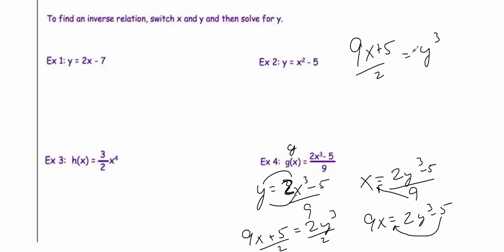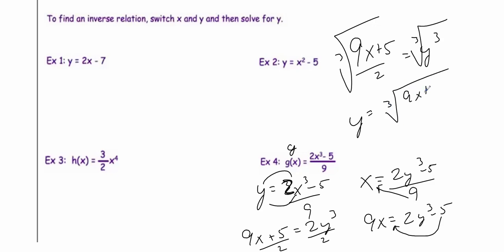How do I get rid of the 3rd? I got to take the 3rd root, right? The 3rd root. So y equals the 3rd root of 9x plus 5 over 2. Now, this index, is that even? No, so I don't have a plus or minus. I just have one answer. Don't have a plus or minus, it's just one.